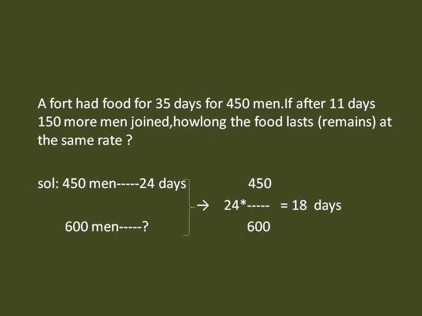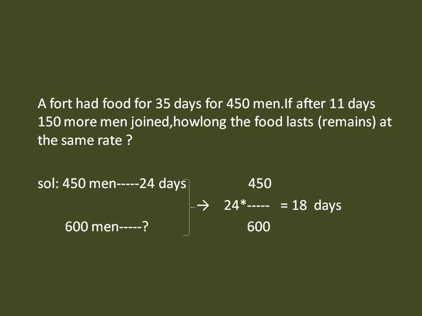Now let me explain. Be attentive. So how to calculate this? You put a number over the question mark. What is the number over the question mark? 24. You write 24 and a multiplication mark. Now you apply your common sense. What is that common sense?